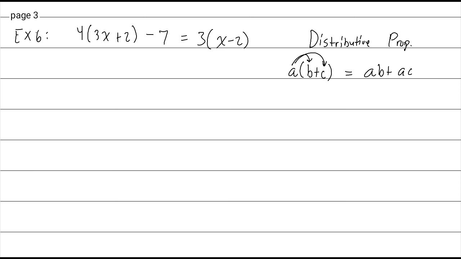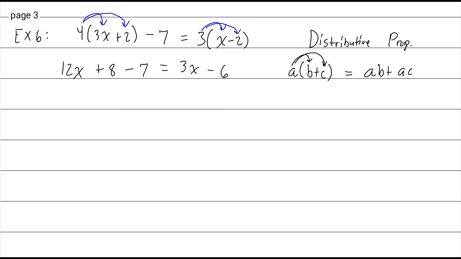So let's distribute. 4 times 3x is 12x. 4 times 2 is 8. Positive 8. Minus 7. Be careful not to distribute that 4 to that 7, right? That's not a thing. It's not in parentheses, so it doesn't get the 4. Let's do the same thing here. 3 times x is 3x. And 3 times -2 is -6.